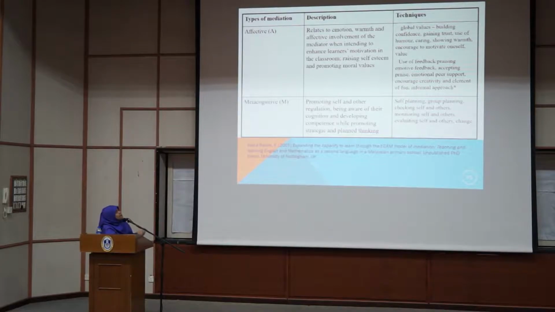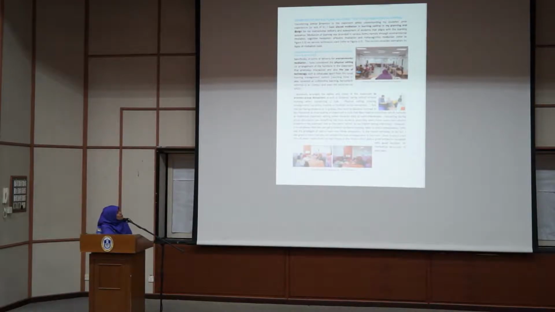And under affective mediation is also all the global values, enculturing global values. Metacognitive is where not only are they looking at promoting their self-regulation, but also other regulation. That means peers helping each other, because what we are proposing here is the fact that collaborative work is important. People need to work in groups and collaborate in a team. So these are examples of what environmental mediation is.